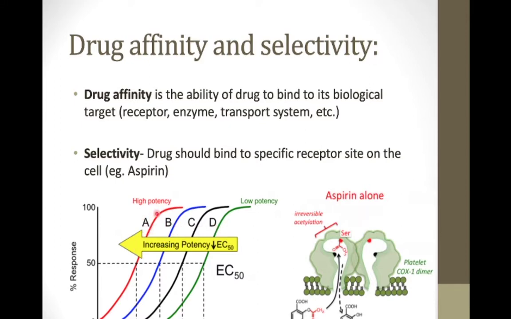So the line of A, which is the red line here, has a high affinity, whilst the lower affinity drug would be this green one here. What this means is it would take more drug to get something called the 50% dose.